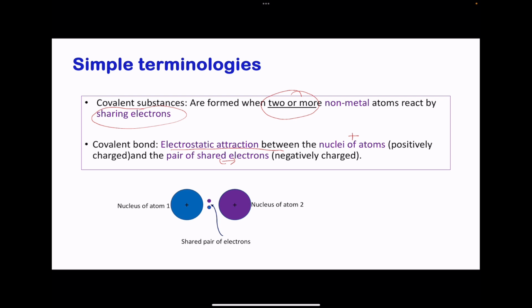For example, here we see one atom with a positive nucleus and another atom with a positive nucleus. They are sharing a pair of electrons that are negative, and the attraction between the negative electrons and the positive nuclei is the covalent bond. This is a common question that could be 3 marks, defining a covalent bond.